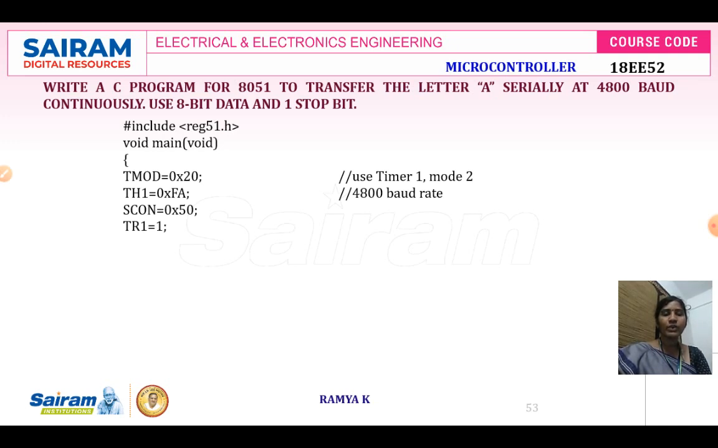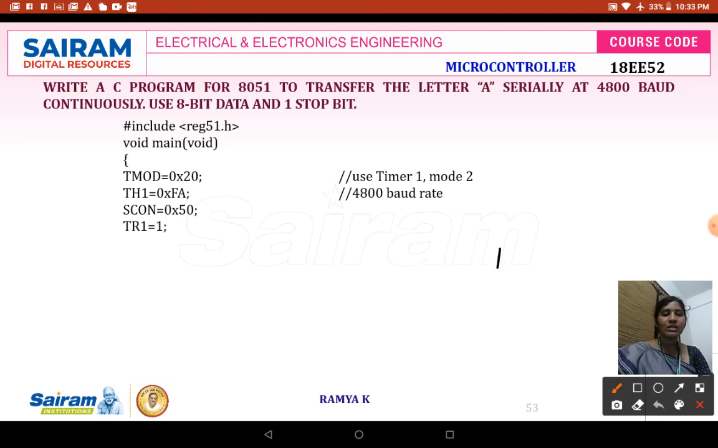Once it is loaded, you need to run the timer run control bit. Which timer has to be run? Since in this mode we prefer timer 1, we need to run the timer run control bit of timer 1. The timer run control bit is represented with TR, so TR1 you should set. In place of SETB TR1, in C you have to write TR1 is equal to 1, as shown over here.